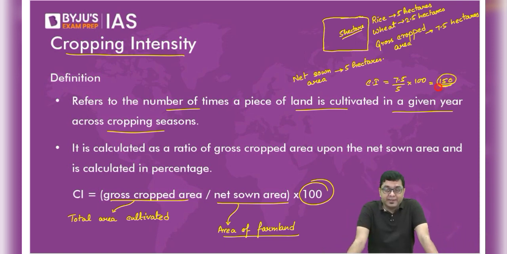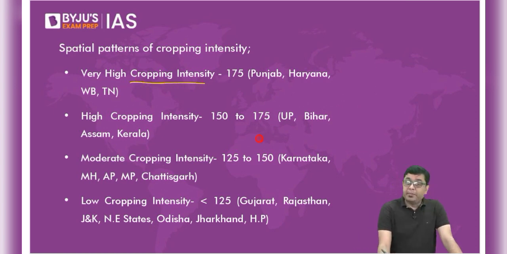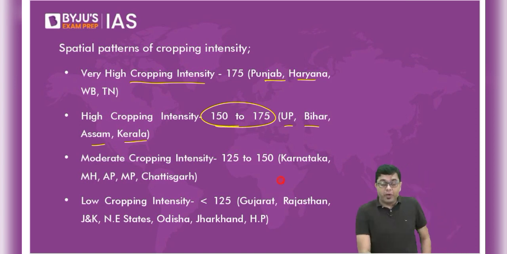So higher the cropping intensity, that means better utilization of the land area and greater will the overall production be in that region. Generally, you will find that areas where you have fertile alluvial soil, cropping intensity is always between 150 and above, 175 and above. And in the hilly areas, in the drier regions, the cropping intensity tends to be very low. So very high cropping intensity of around 175 plus in the region of Punjab, Haryana, the southern part of West Bengal, Tamil Nadu. In the region between 150 to 175, UP, Bihar, Assam, Kerala, all the places where you have fertile depositional soil.